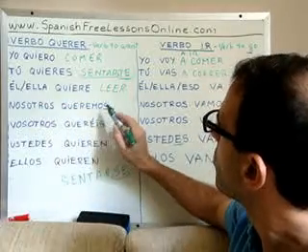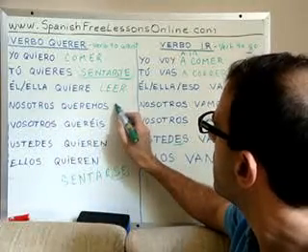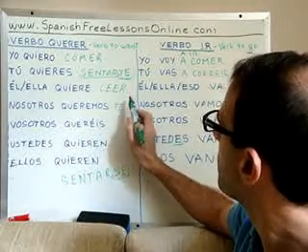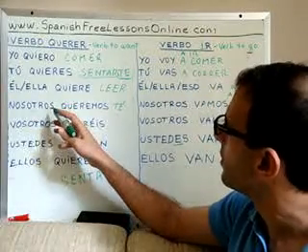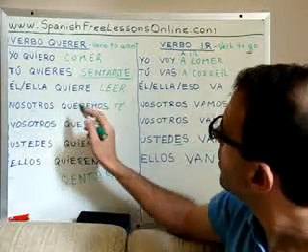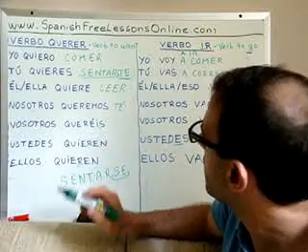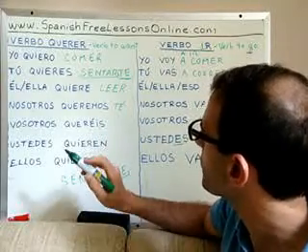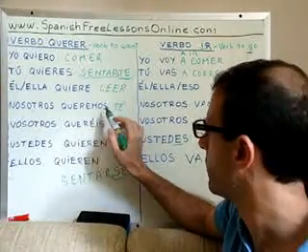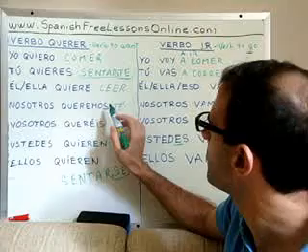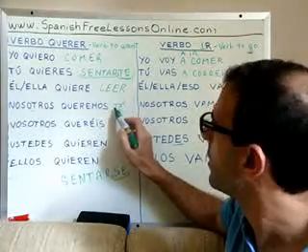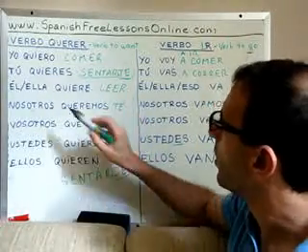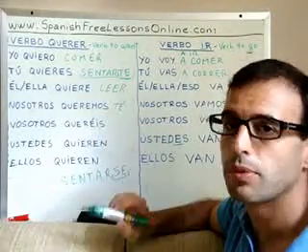Nosotros queremos té. You see? You just add the noun here and that's all. Sorry, I think I said we had to add something. We don't have to add anything. You just add the noun and that's all. We want tea, right?